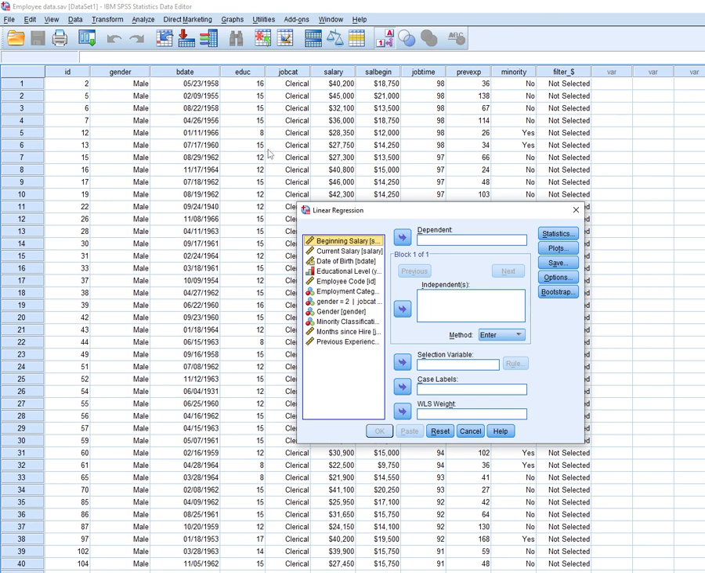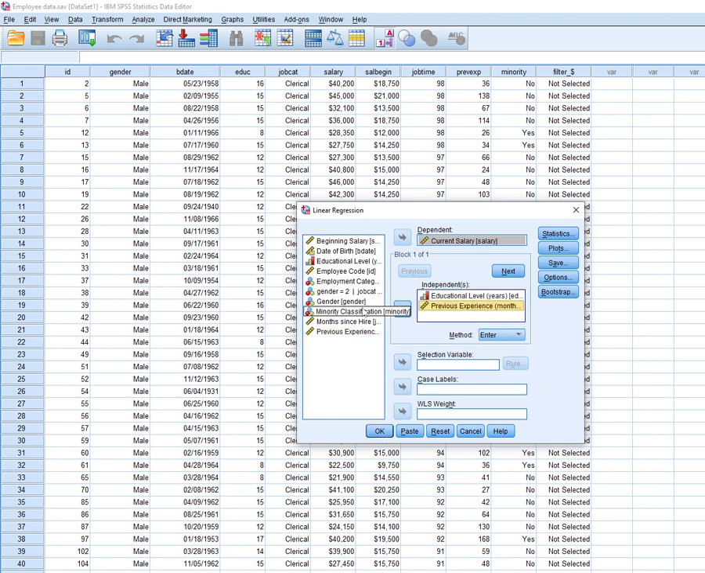My dependent variable is current salary. I'll select current salary and take it to the dependent box. For my independents, I will follow how my model looks. So if x1 is education, then education should be the first independent variable entered in the model. I will start with education and then previous experience.